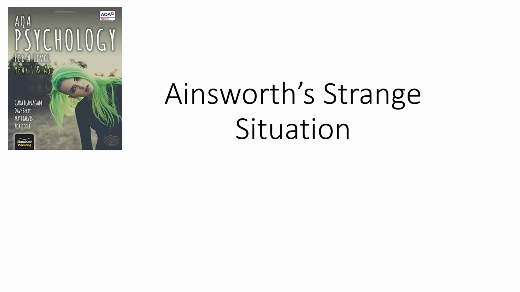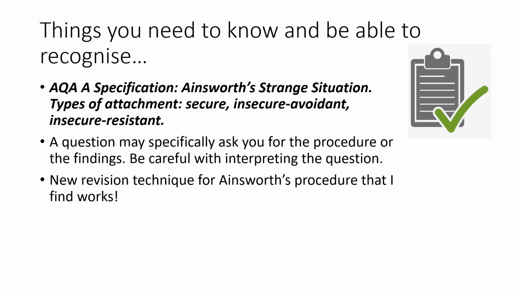Hello everyone, so today we're going to be looking at Ainsworth's strange situation. I'm following along with the AQA psychology textbook for A-level year 1 and AS with the green haired girl on. So the things you need to know and be able to recognise, I've included your AQA specification point, which is Ainsworth's strange situation, types of attachment: secure, insecure-avoidant, insecure-resistant.